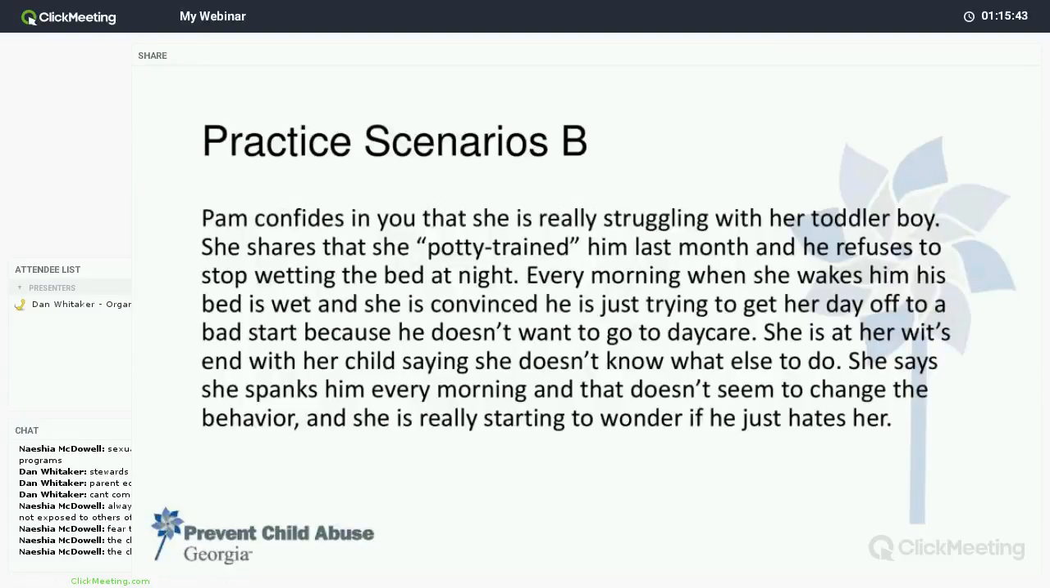So she spanks him every morning, and it doesn't seem to change his behavior. I think we see a lot of different things in this one that are risk factors or indicators, but I wouldn't necessarily report this one. It's really more that this mom needs more support and education than she needs to be reported. So the fact that she thinks she can potty train him in 1 month, or that he's done.